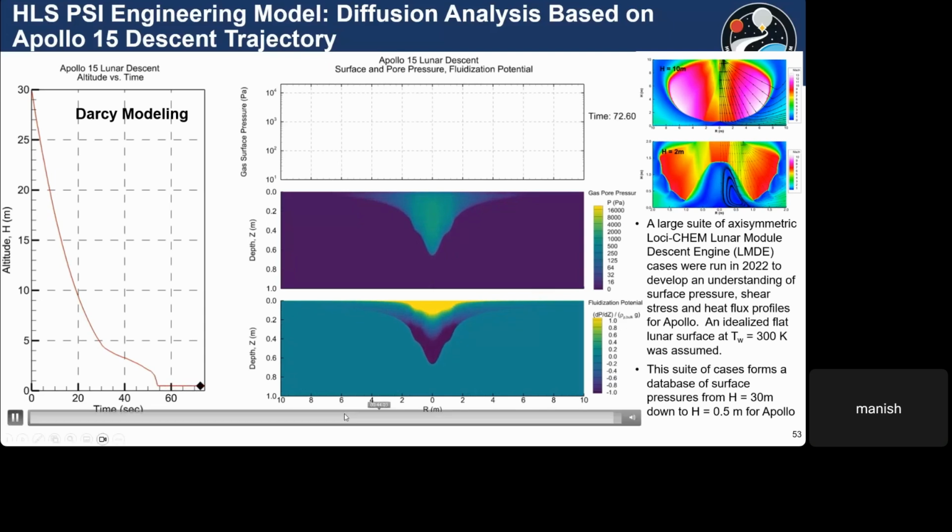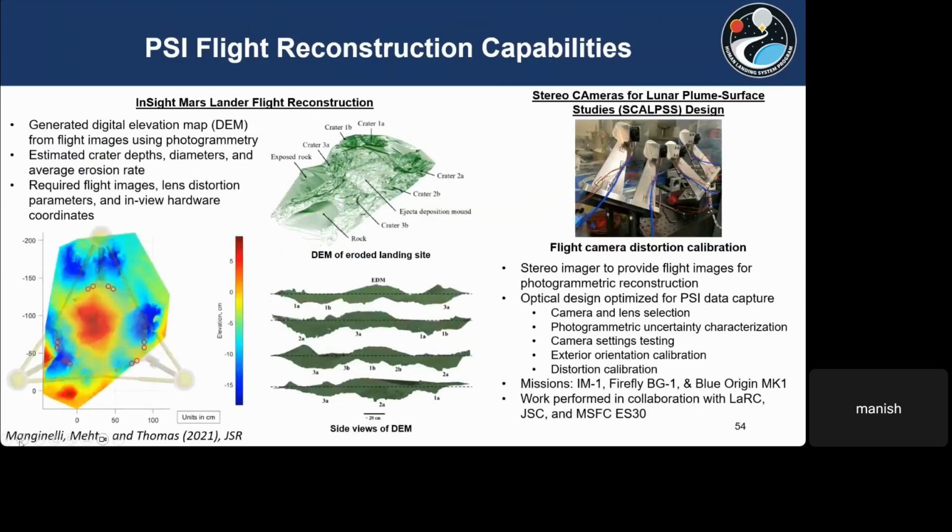If you go to the next chart, we may need to move to a summary chart if you have one. Okay, yeah, I do. And this is just flight reconstruction capabilities, and we are actively doing that to get ground truth. So we can actually measure the crater topography for various landers. And so we're on the hook for HLS and a lot of the CLPS landers to look at what the final descent crater topography is at the end.